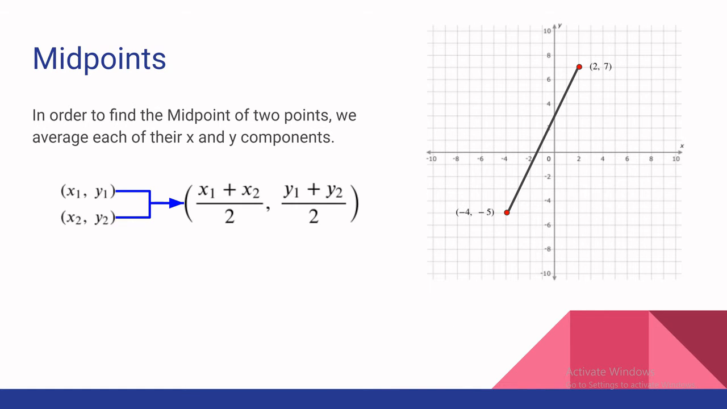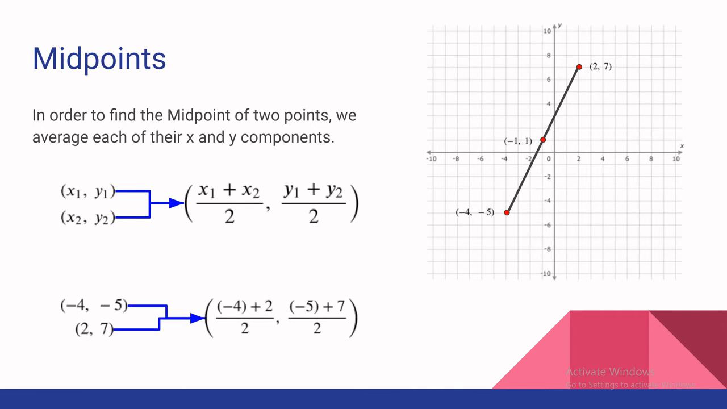Now let's take a look at the example. So let's say we have 2 points, -4, -5, and 2, 7. Now, how do we find the midpoint? Just by looking at this graph, we can see that the midpoint is about at -1, 1. However, let's look at this from a mathematical perspective. Mathematically, we can see that -4, -5, and 2 and 7 combine to form -4 plus 2 over 2 and -5 plus 7 over 2. Simplified, this goes to -1, 1. So as you can see, this formula works.